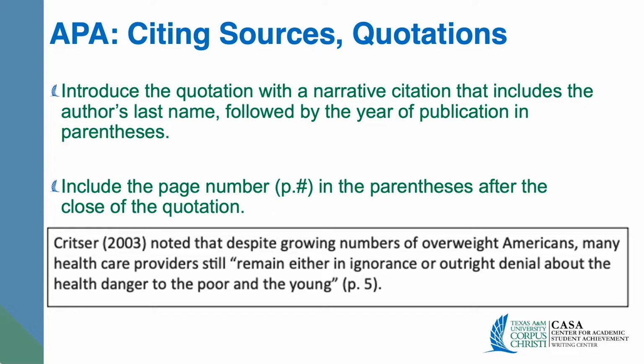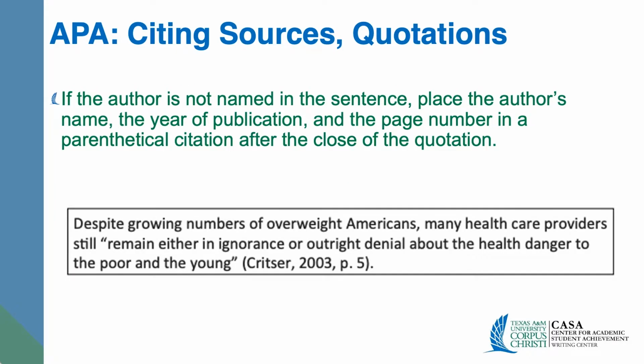Introducing your quotation with the narrative citation is going to include the author's last name and then the year in parentheses. You can see in our example, Kritzer, 2003, noted that. So we've introduced our sentence, we've introduced our author. There's been some paraphrasing about overweight Americans, and then the direct quotation in quotation marks: "remain either in ignorance or outright denial about the health danger to the poor and the young," close quote, but inside the period, open parentheses, p. 5, close parentheses.